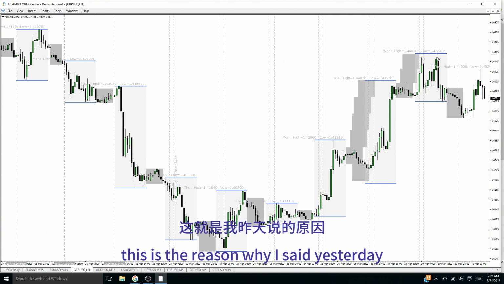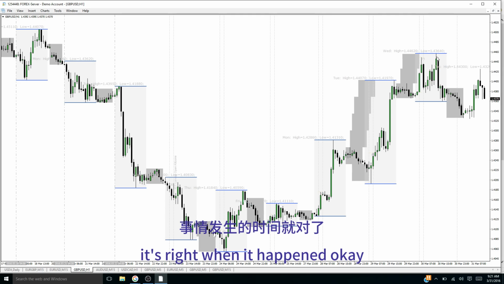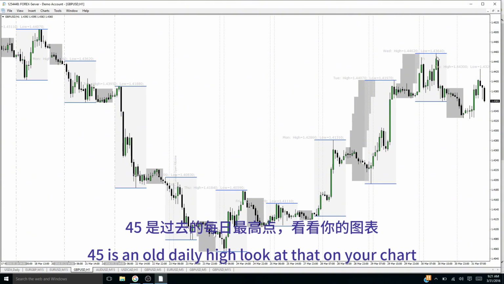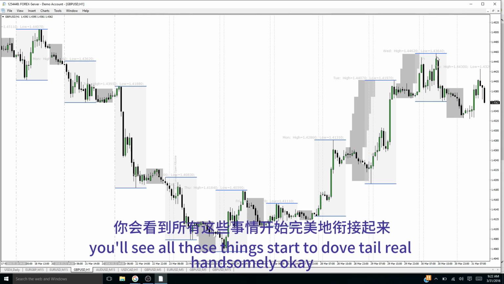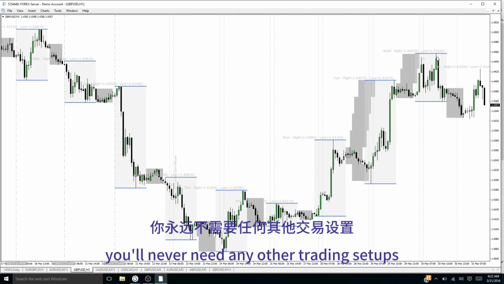This is the reason why I said yesterday, pay yourself. Look at the time I sent that tweet. It's right when it happened. The old high that we moved back into, that 144.45, is an old daily high. Look at that on your charts, and you'll see all these things start to dovetail real handsomely. And having these ideas highly focused in on Tuesdays and Wednesdays, you'll never need any other trading setups.